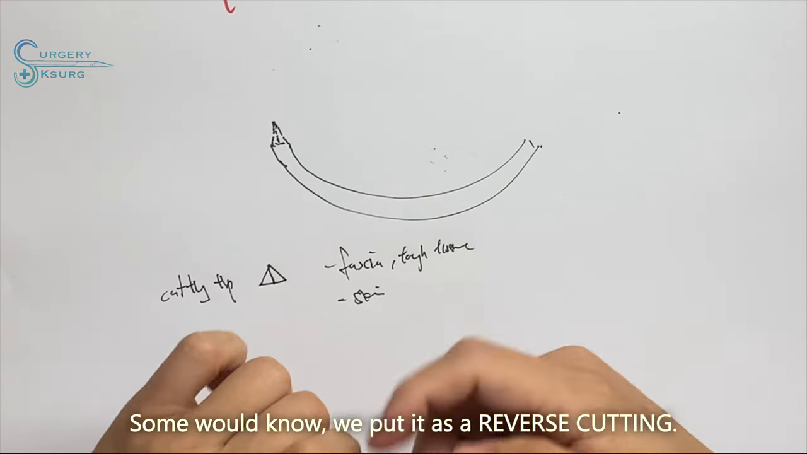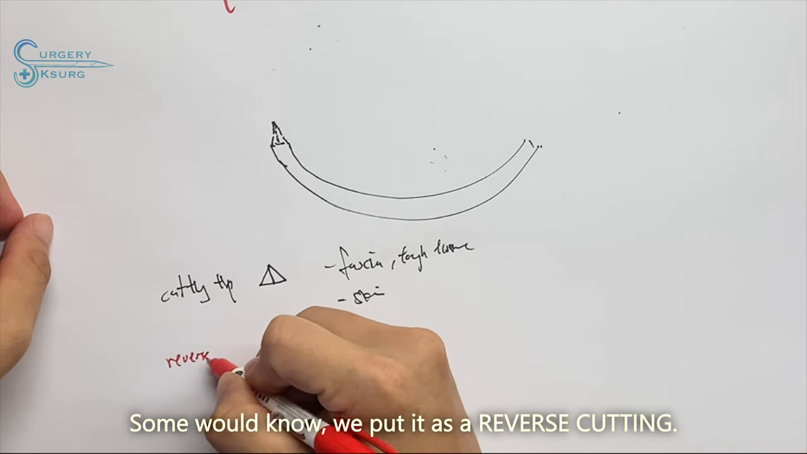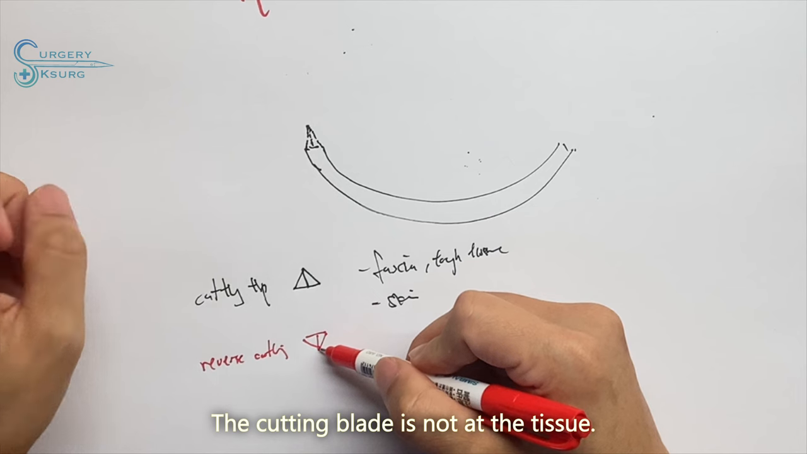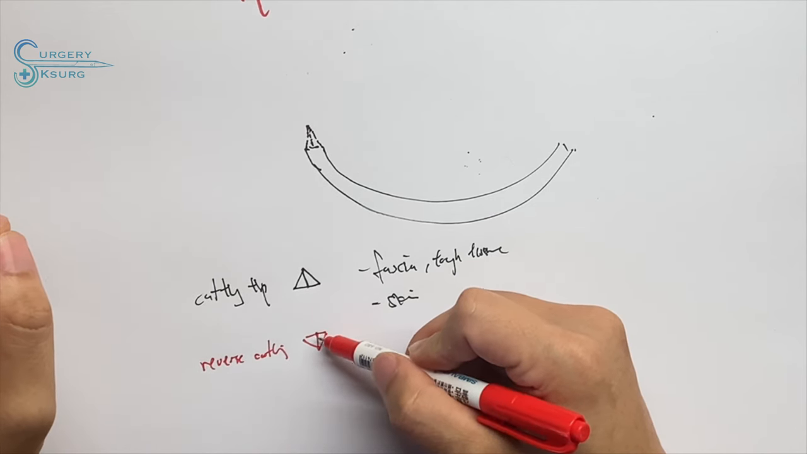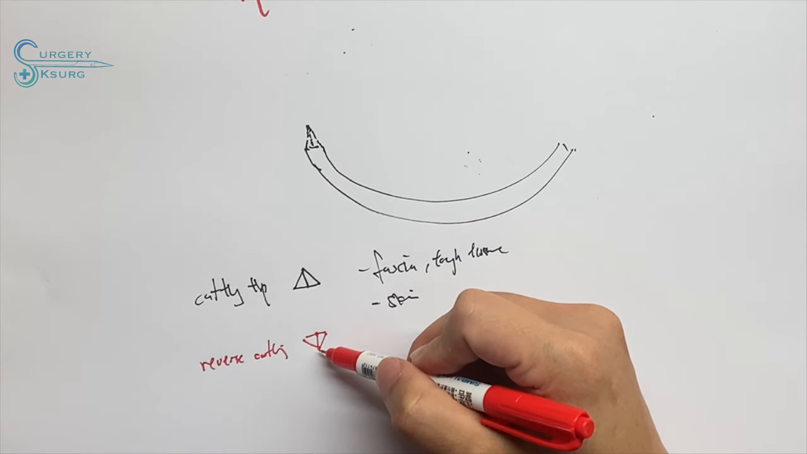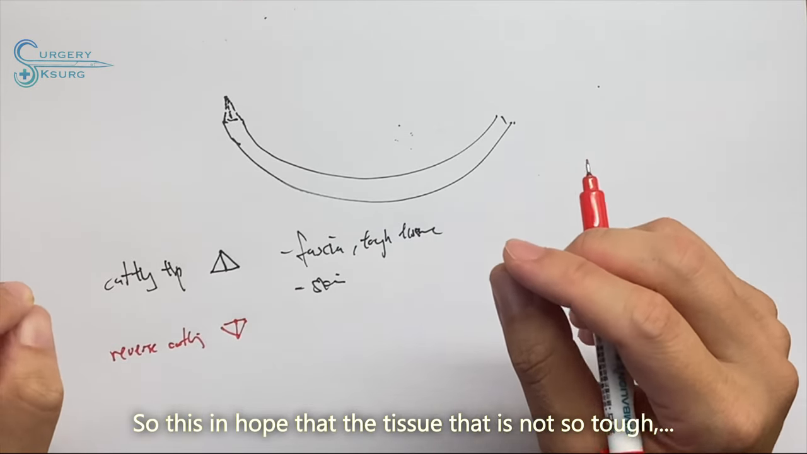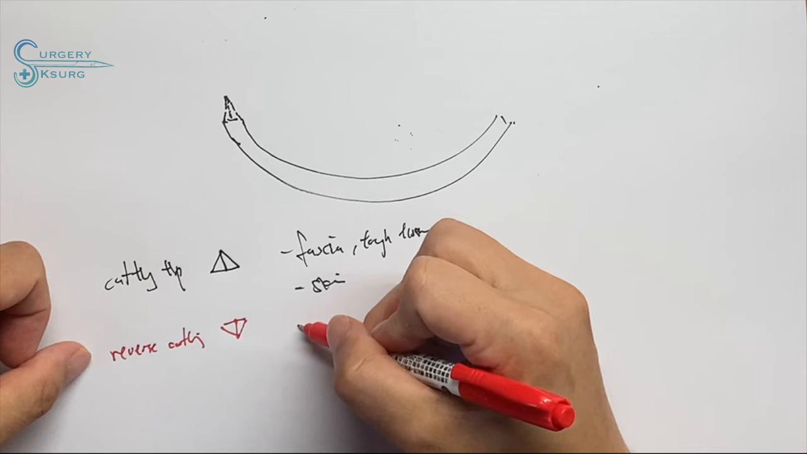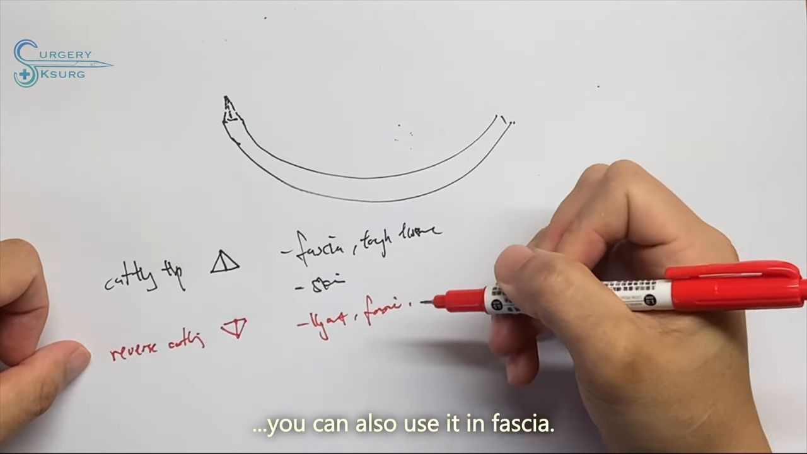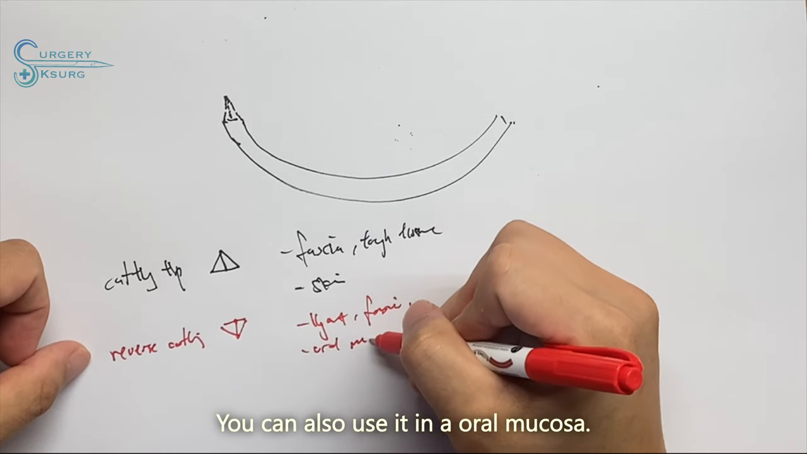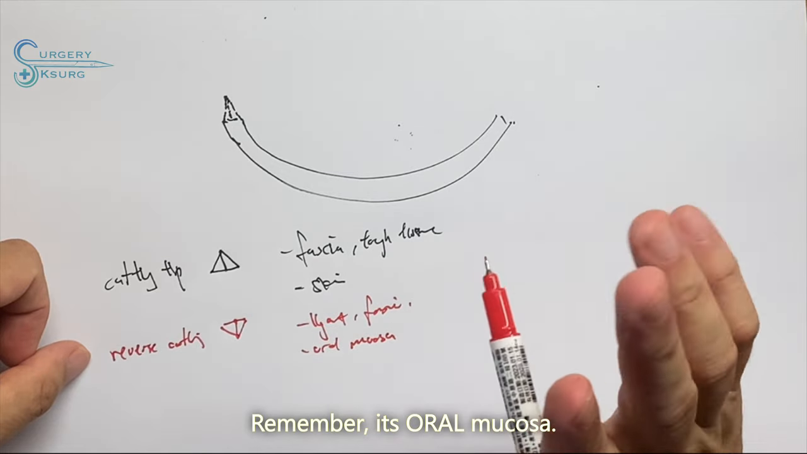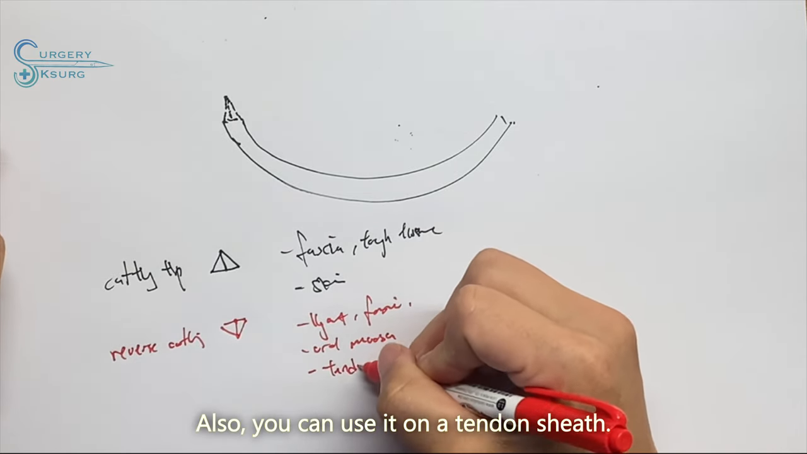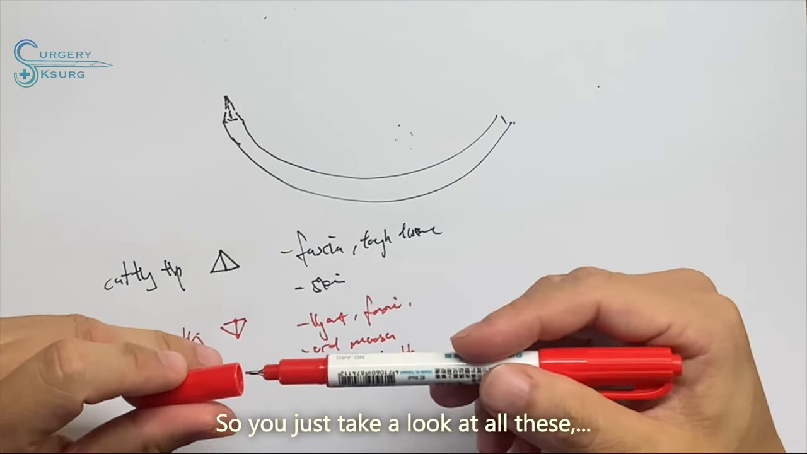Some we would know as reverse cutting. The name by itself, reverse cutting, is like this. The cutting blade is not at the tissue side, it's further away. This is for tissue that is not so tough, but you still need the durability. So you need a reverse cutting. Usually you put this in ligaments. You can use it in fascia, yes. You can also use it in oral mucosa. Remember, oral mucosa, we are not talking about the bowel. And you can also use it on the tendon sheath. So you just take a look, all of this you are using on the tougher tissues.